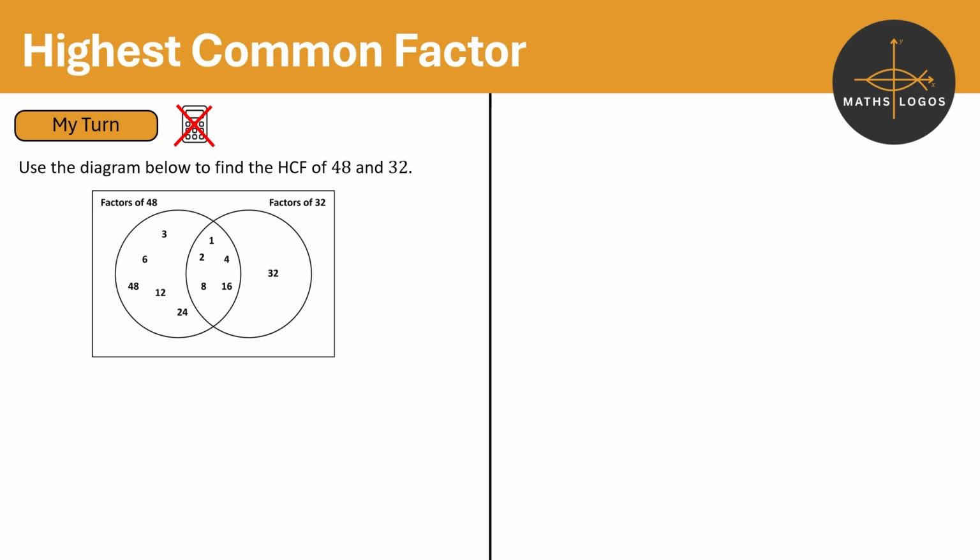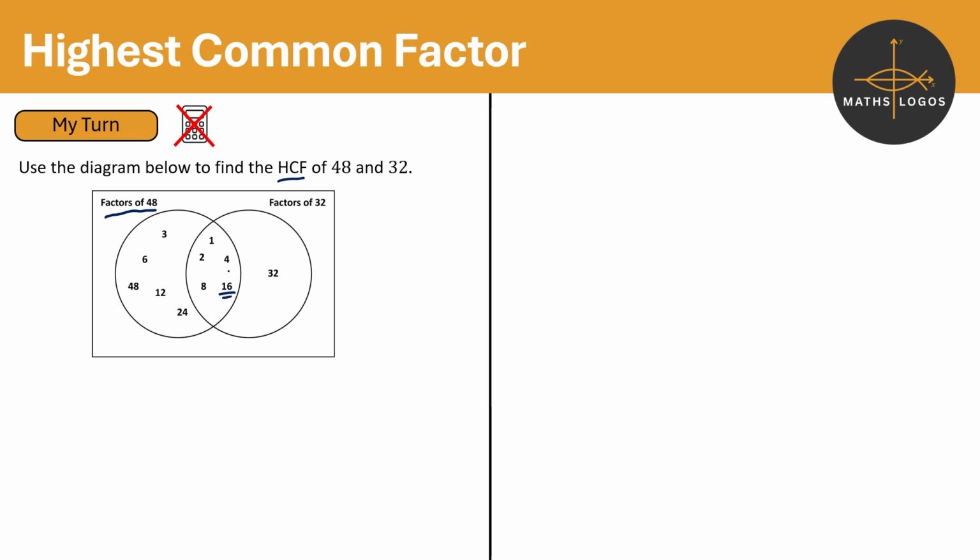Use the diagram below to find the highest common factor of 48 and 32. This diagram is what we call a Venn diagram. On the left circle we have all the factors of 48. That's everything in the left circle. And on the right circle we have everything that's a factor of 32. If you notice, there's an overlap in the middle of our Venn diagram, and these are factors of both 48 and 32. We want to use this to find the highest common factor. So these are our common factors in the overlap.